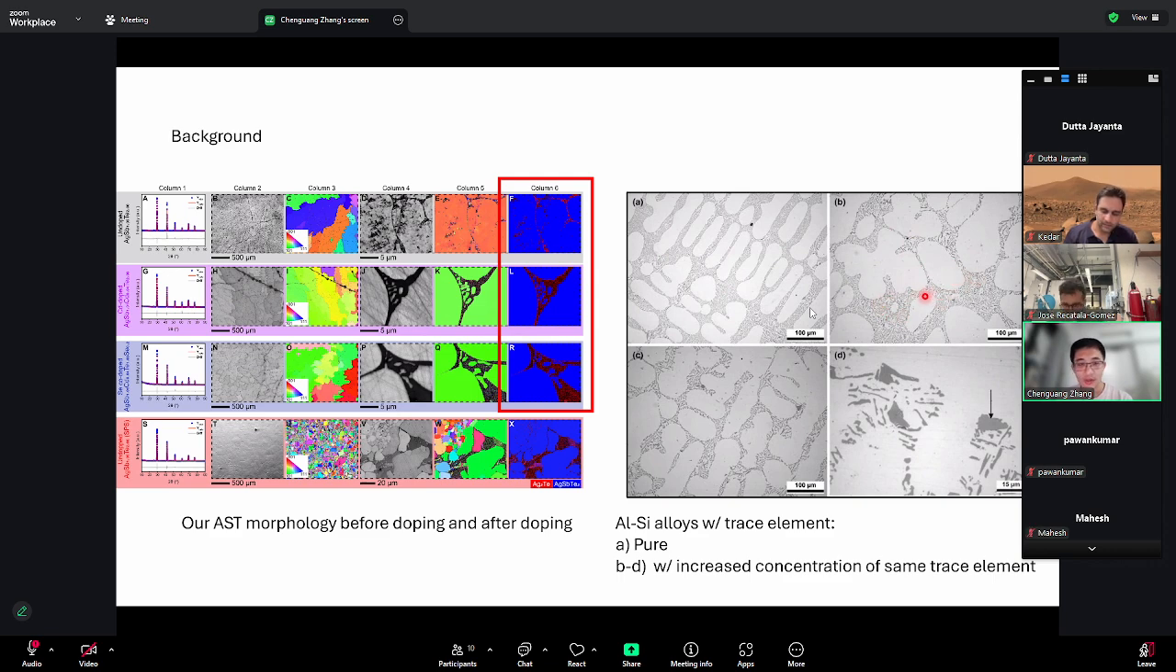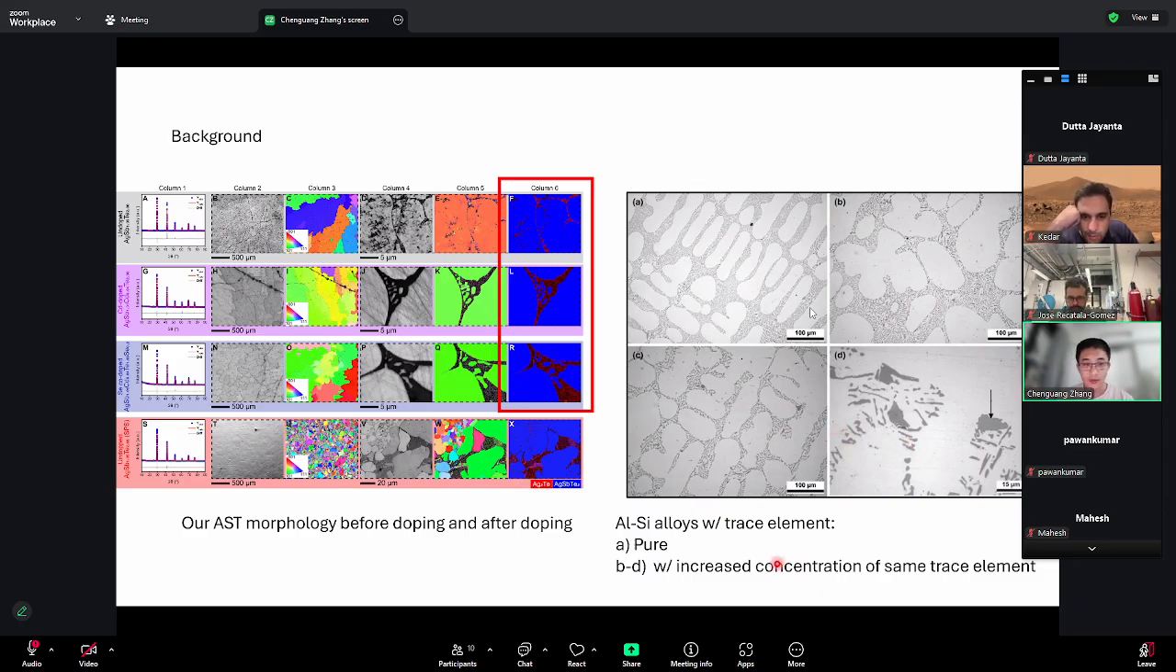It's almost similar to when we doped with cadmium telluride into our samples, or maybe co-doped samples here. And as the concentration of the trace elements increases, the morphology also changes accordingly.